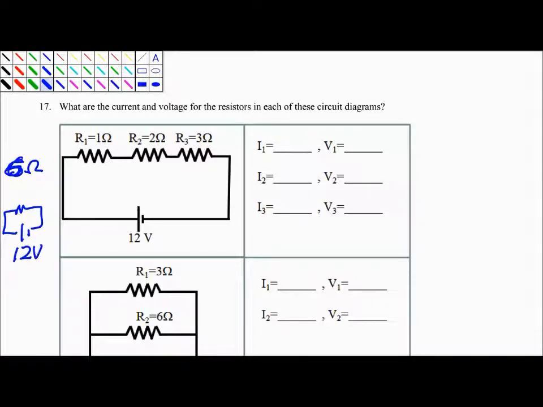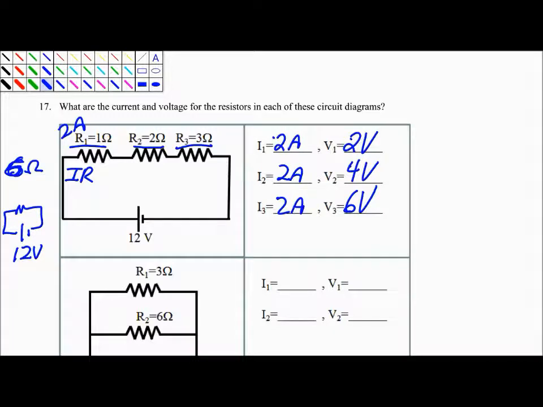That means I'm going to have 2 amps going through this circuit. So I have 2 amps through each of these. These resistors in series have the same current. And then the voltage is just I times R for each of these. So 2 amps times 1 ohm is 2 volts. 2 amps times 2 ohms is 4 volts. 2 amps times 3 ohms is 6 volts. And that adds up, by the way, to 12, as it should.